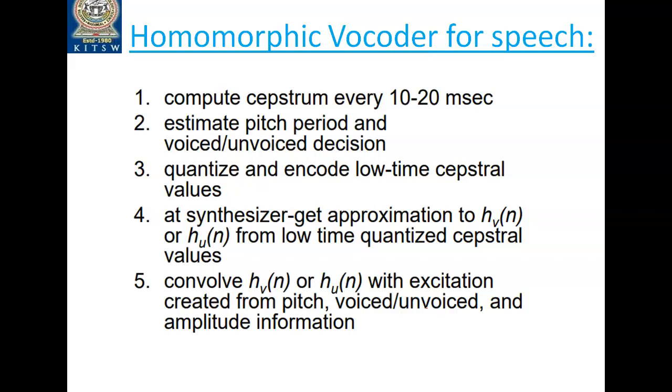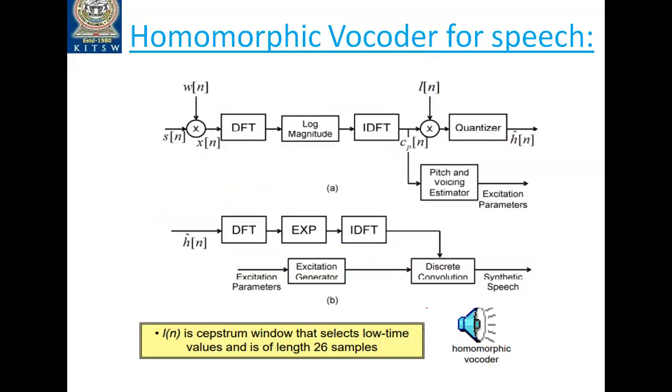Alright, so what is the procedure for computing the homomorphic vocoder? First we need to compute the system every 10 to 20 milliseconds, and we need to estimate the pitch period, quantize and then encode the low time cepstral values, and at the synthesizer we need to get an approximation to the system function, whether it is voiced or unvoiced. For both, we are going to look for approximations, and then we need to convolve them. So this is the procedure we need to understand. This is the complete picture, the synthesizer and then the analyzer.